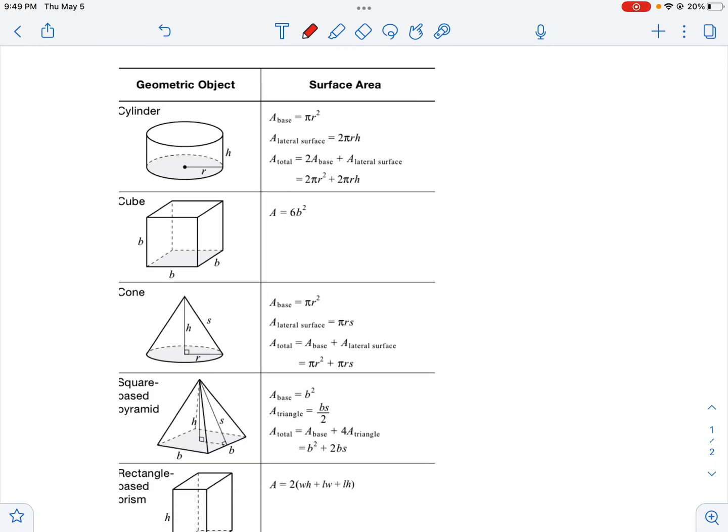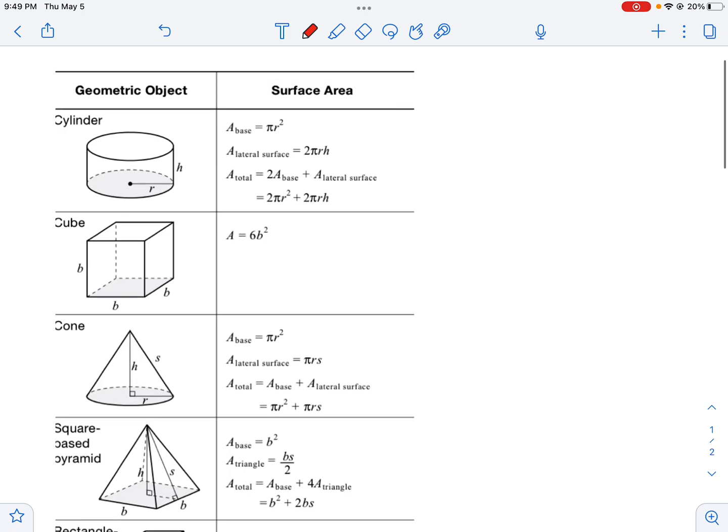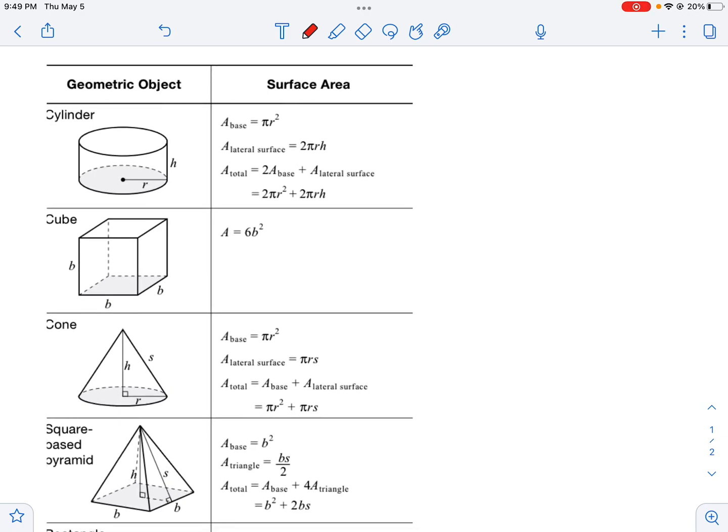Hey guys, this is just a video about surface area. I got a bunch of questions about understanding how these formulas work, so I thought I would just explain them. So let's start with the cylinder.